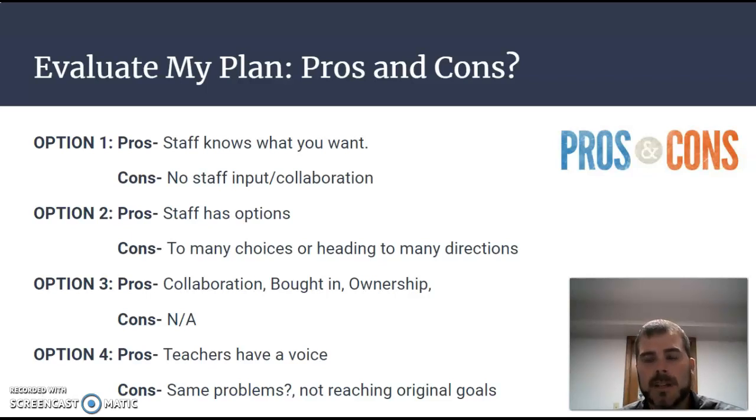Option number 3, collaborative. The pros, there's lots of collaboration taking place. Everyone is bought in. Everyone has ownership. Everyone feels like they are making a difference. Cons, none that I can see. Option number 4, non-directive. Pros, the teachers have a voice. And the cons, we still have the same problems. We're not reaching the goals we originally set to move forward.